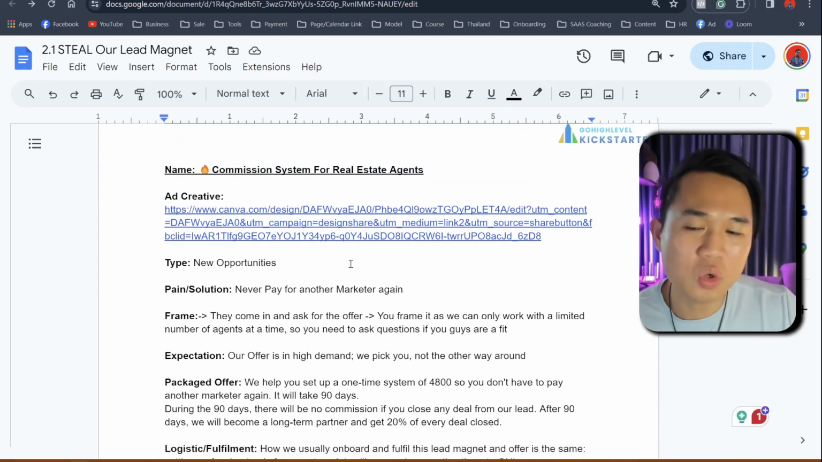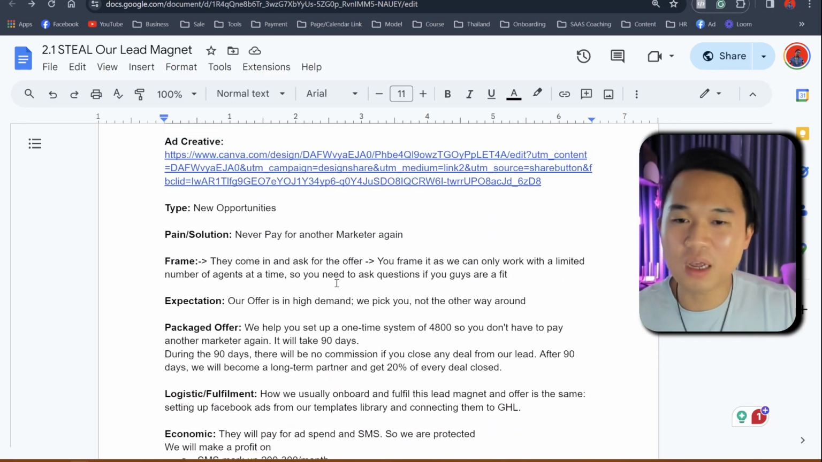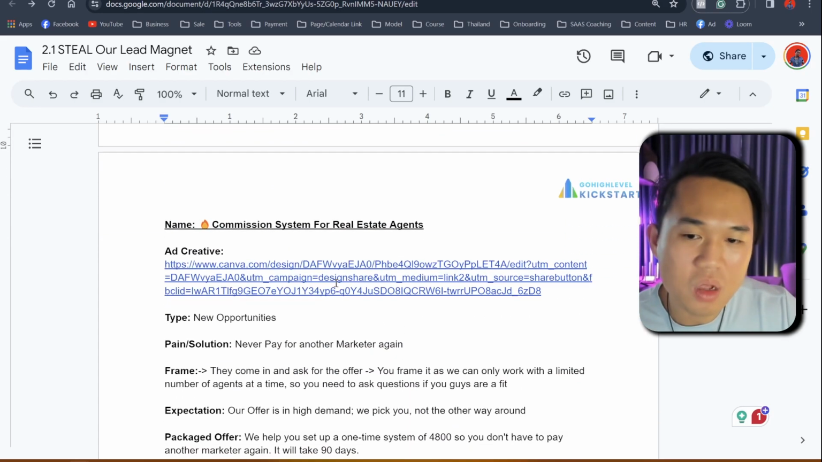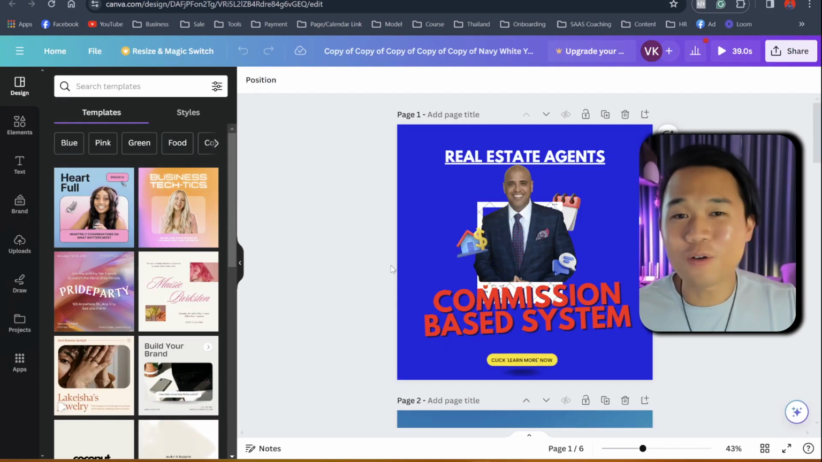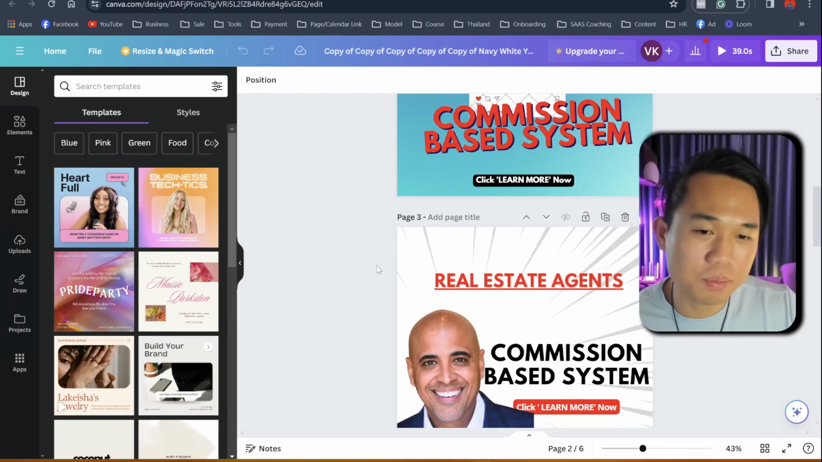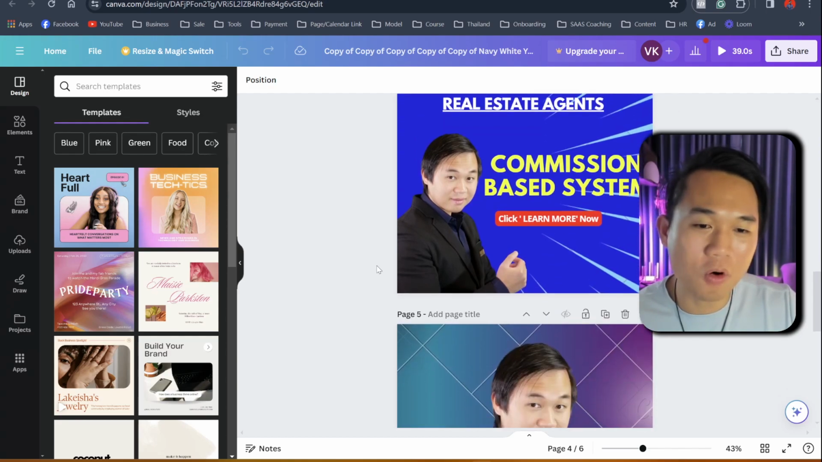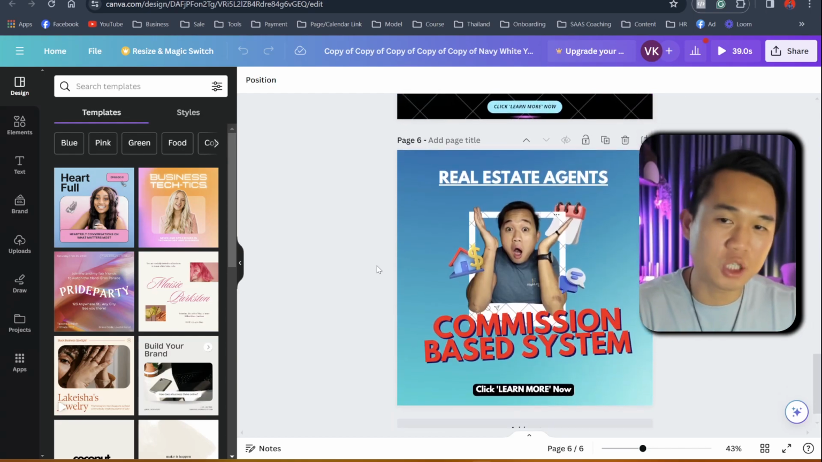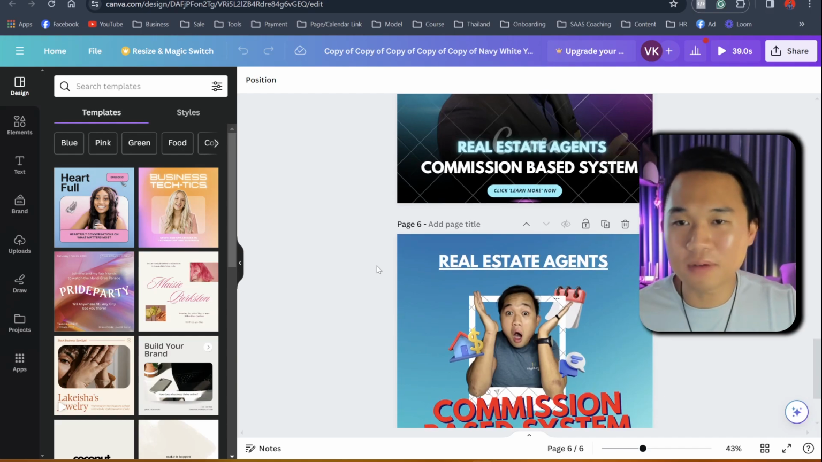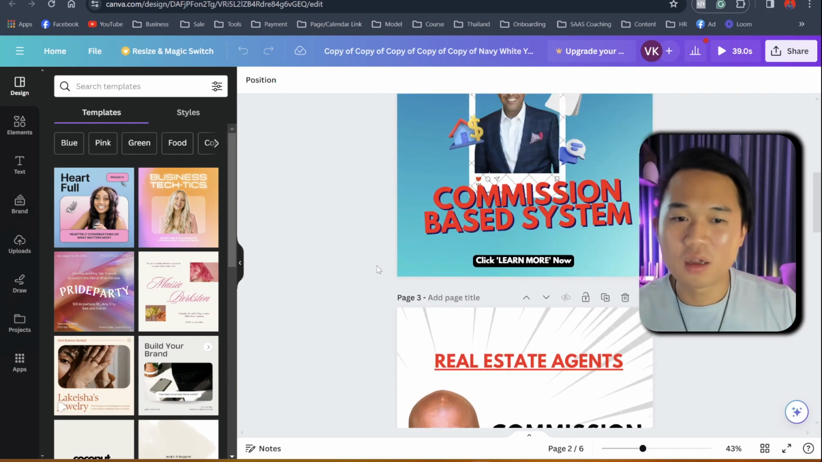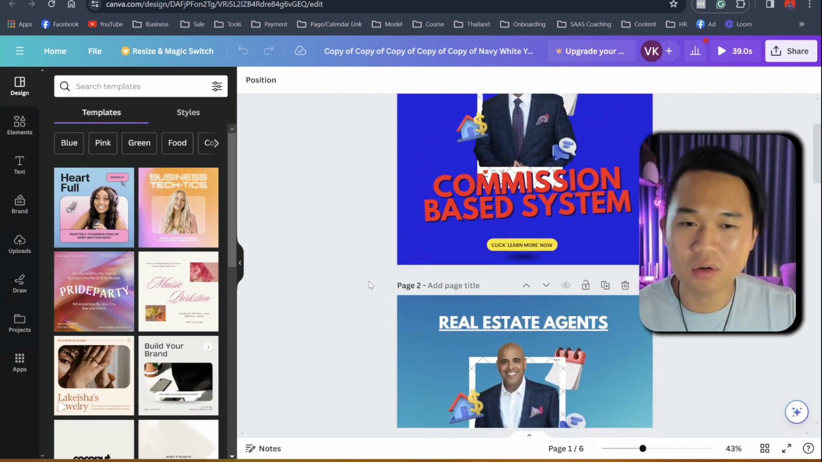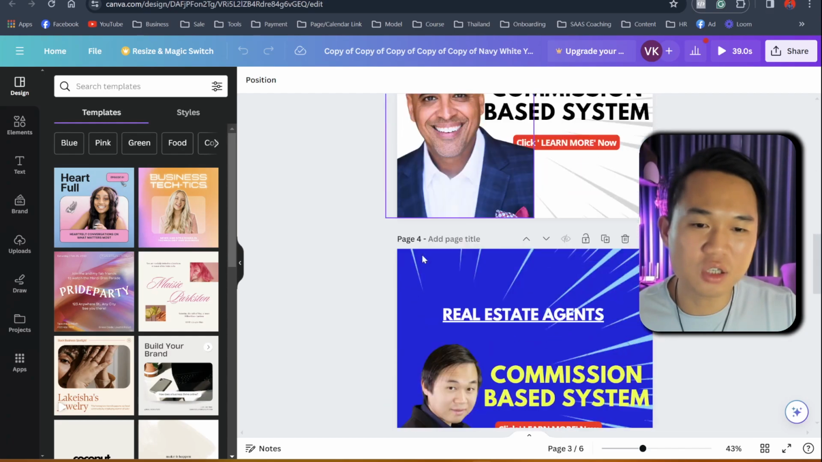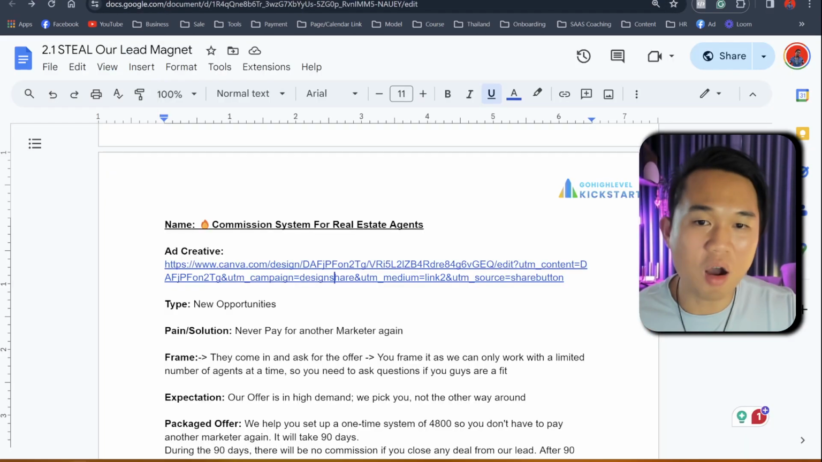The reason why I'm only showing you this one is because there are 3 different types of lead magnets, and I'm going to explain. So we're going to start off with the commission-based system for real estate agents. All right, I actually got the link to work. It's pretty much what the ad looks like. It's really simple and it's very attractive. We're getting a lot of cheap leads from this because the offer speaks for itself. Obviously, you can go ahead and edit it and make your own variation by changing the color, changing the background, obviously changing your face. But essentially, this is what the commission-based offer lead magnet looks like. And here's the link.